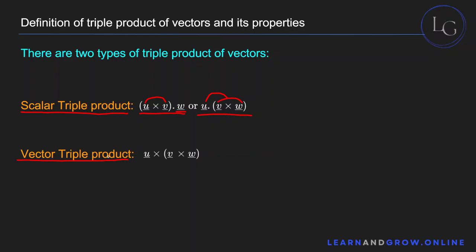And so the vector triple product, instead of the dot product, it's all cross product. So basically you take the cross product of v and w, and then you take the cross product of the resultant with u. But let's just focus on the scalar triple product for now.